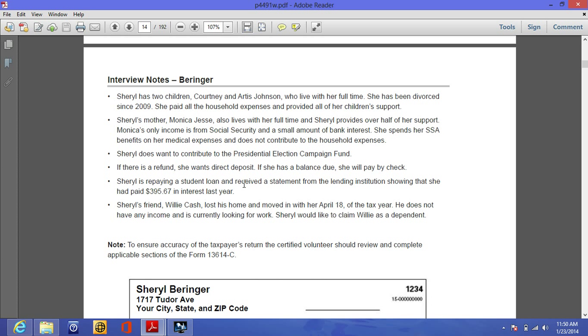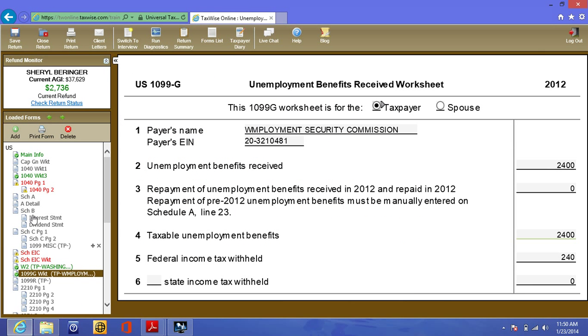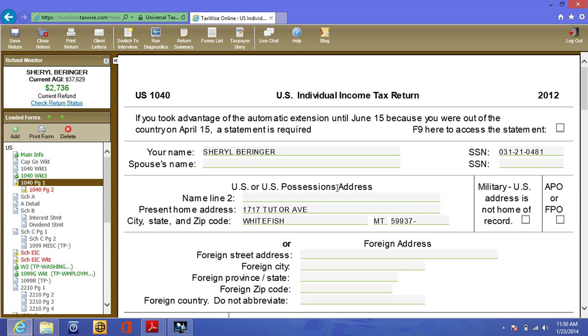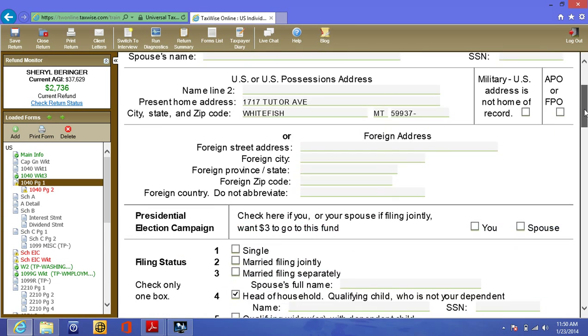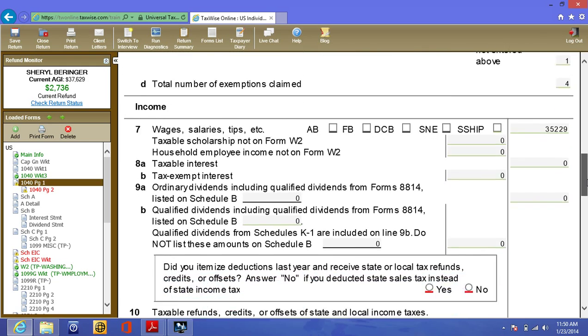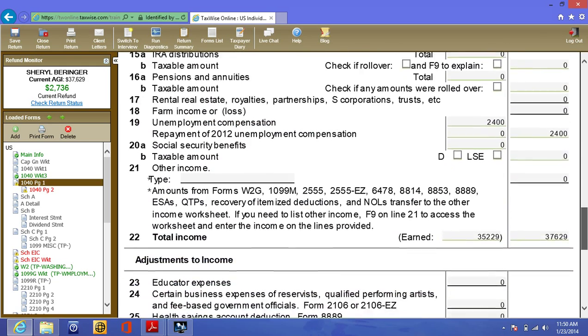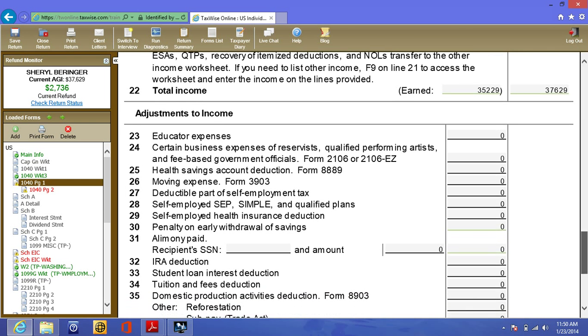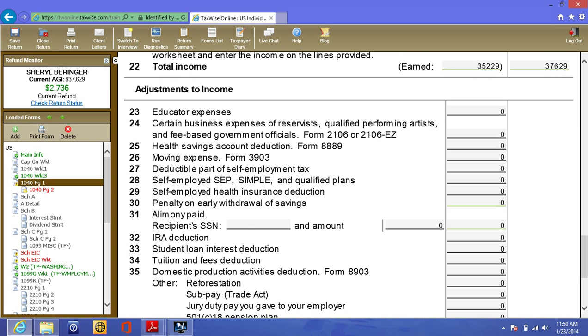So where do we put the interest off a student loan? Let's go back to our 1040. And let's just look down. So would it be income? No, let's go to the next section. Would it be adjustment income? Yes, because she's paying something out. So it's not an educator's expense. You just go down the line until you see student loan interest deduction.